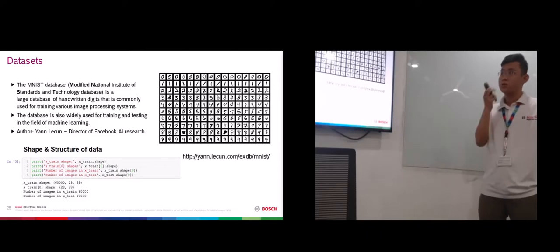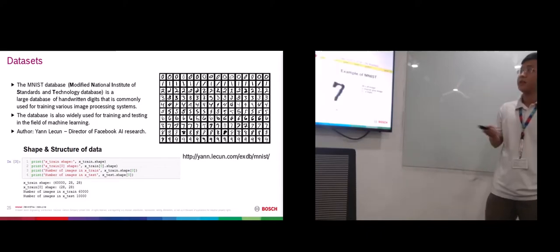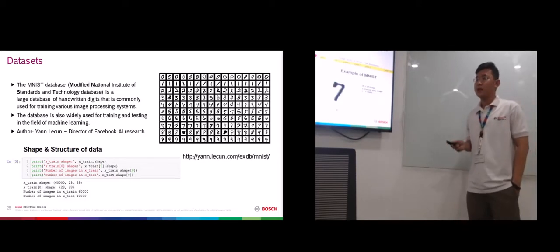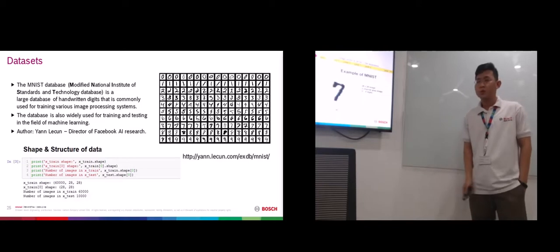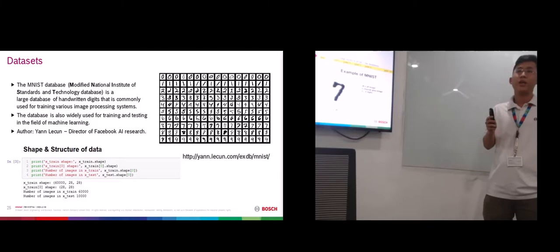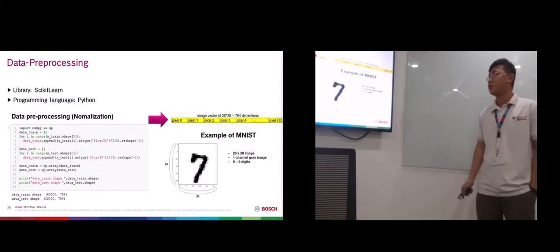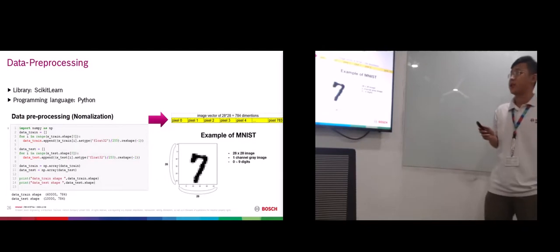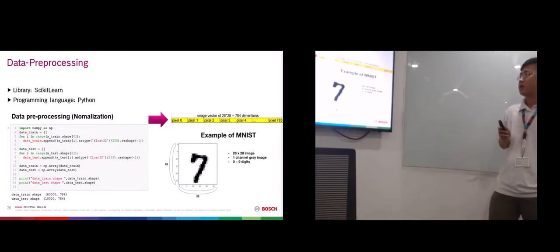The next step is how we can apply machine learning to solve this problem. The first thing we need to understand is the exact structure of the data and how we can preprocess it before we use machine learning. In the structure of the data, we can see the images are 28 by 28, and the data has one channel. The values range from 0 to 255.